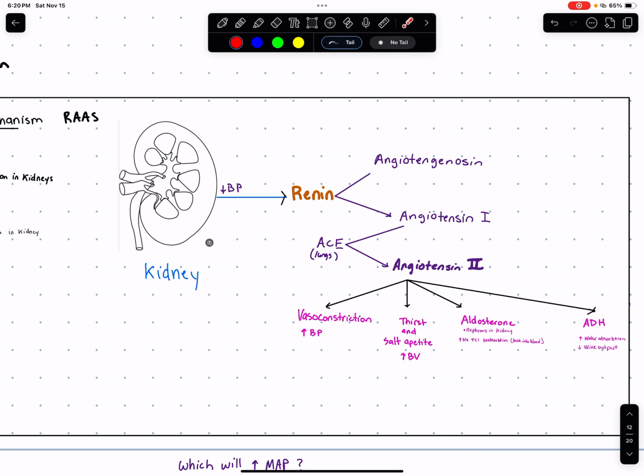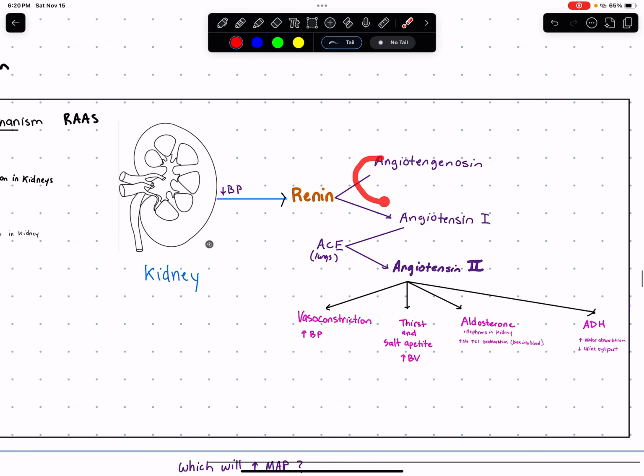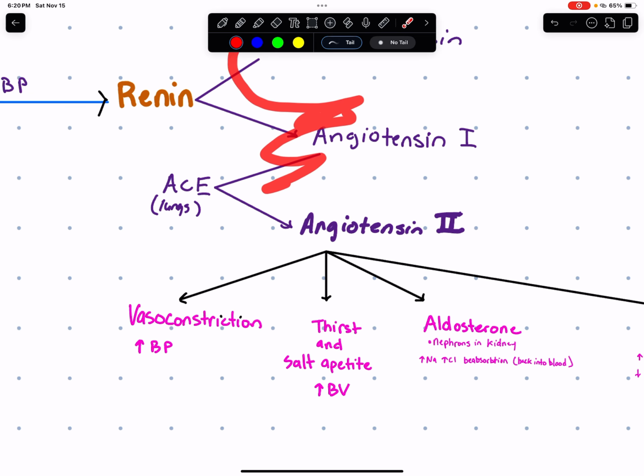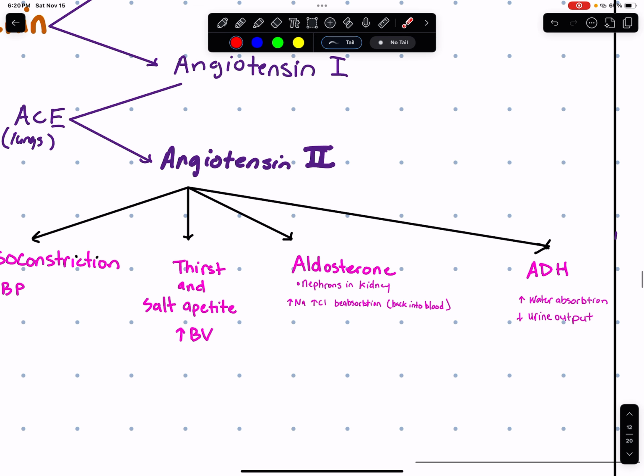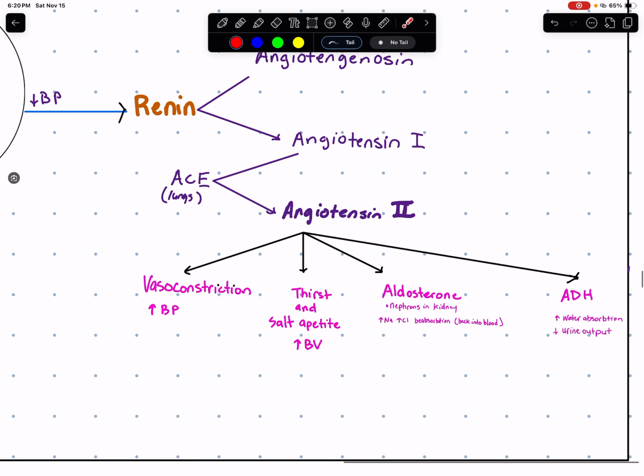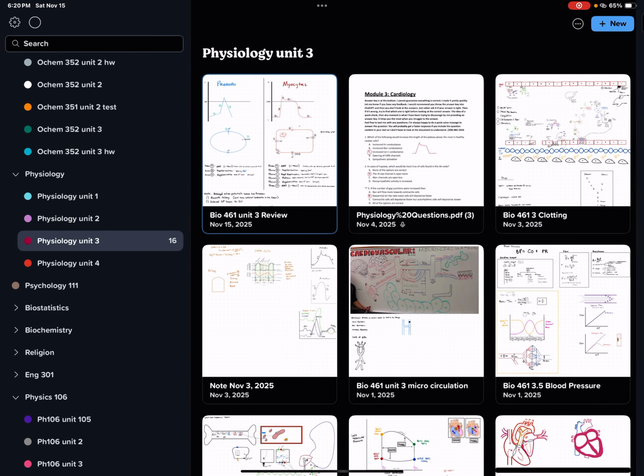When your kidney lets off this thing called renin, it's going to activate a series of events which eventually leads to angiotensin 2, which leads to aldosterone, which is sodium and chloride absorption, which tells more water to get in the blood because of an osmolarity thing. And like I said, ADH is also influenced by angiotensin 2.